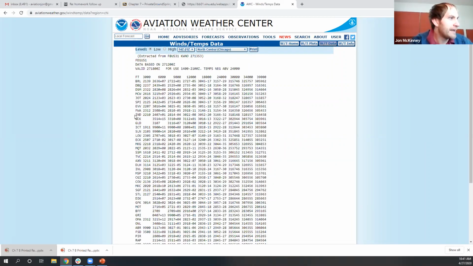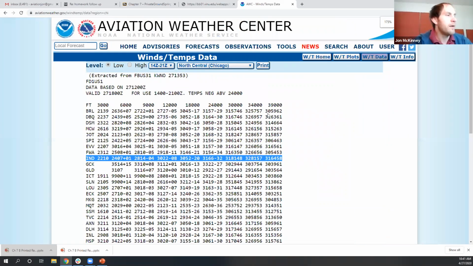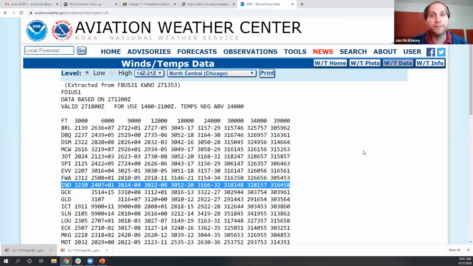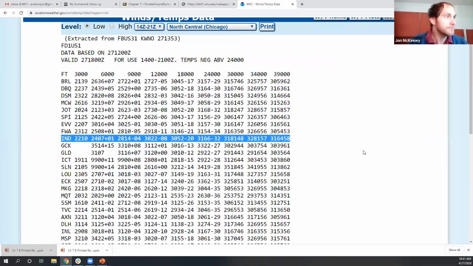So here's the Indianapolis winds and temperatures aloft, and I'm gonna try to make this bigger for you. Control plus. All right, so here's a real world winds and temperatures aloft forecast for today. They're telling us that in Indianapolis, at an altitude of 3,000 MSL, we are looking at a forecasted wind of 220 true, 10 knots. So 220 is kind of southwest. We think at 3,000 feet, the winds will be southwest at about 10 knots.